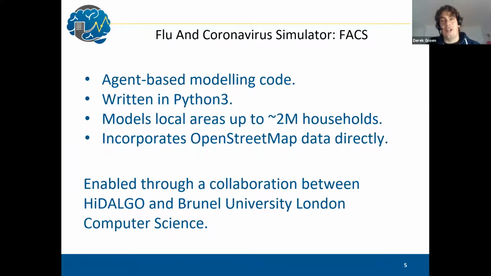So about the code itself, FACS uses an agent-based modeling algorithm, which means that every person within the simulation domain, the area that we model, is represented as a Python object. And the Python objects are grouped together in two hierarchies. So there's basically 1 to 4 agents that constitute the households, and then a house can constitute 1 or more households. The code is written in Python 3.